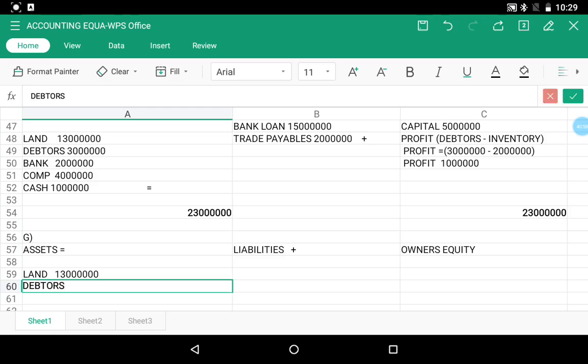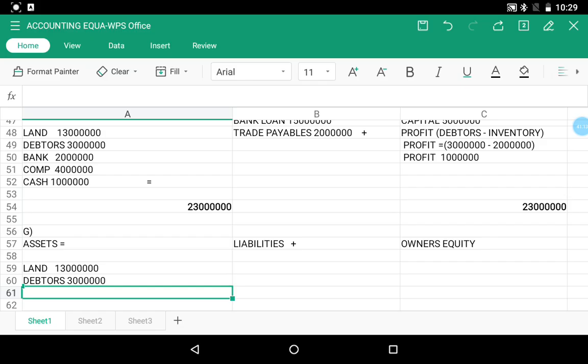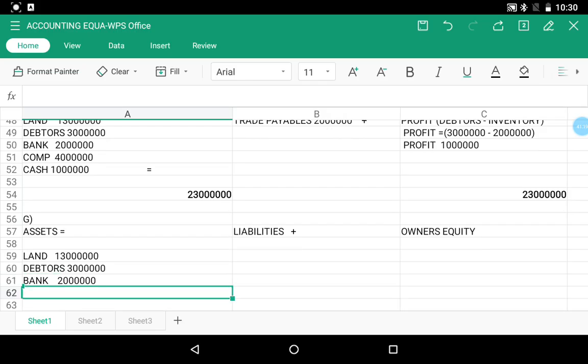And remember, debtors are under current assets. So you have debtors 3 million, anytime they are going to bring money into a business. We still have our bank worth 2 million. Still have computer worth 4 million.